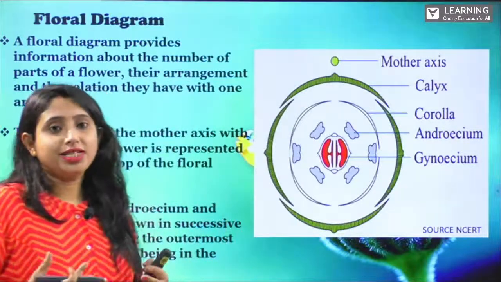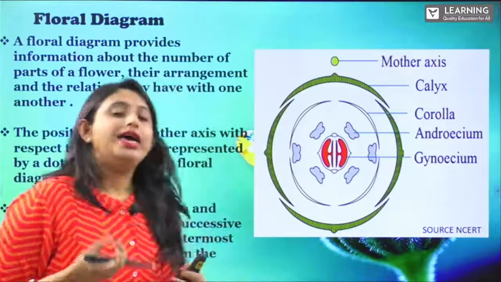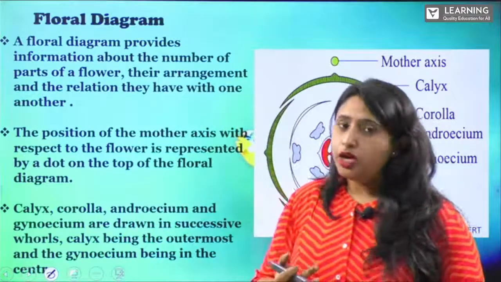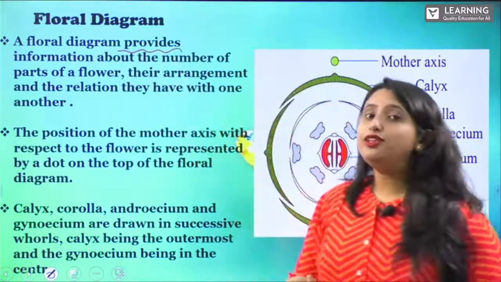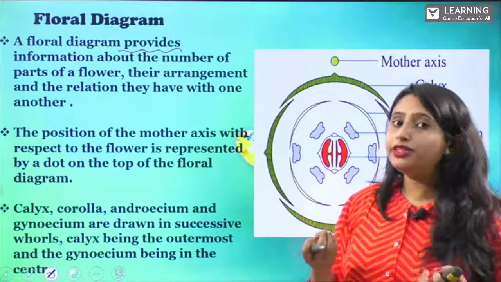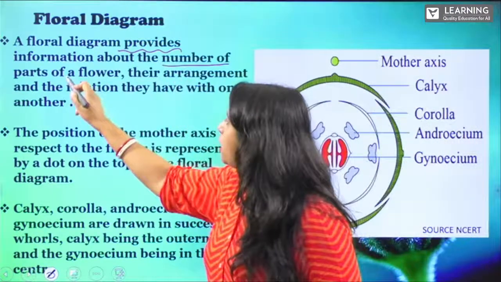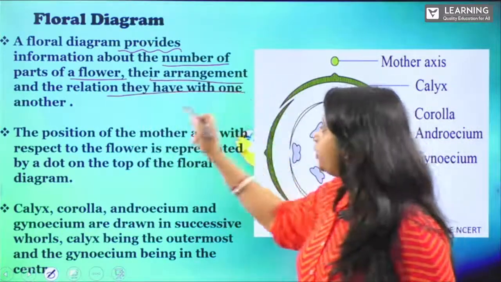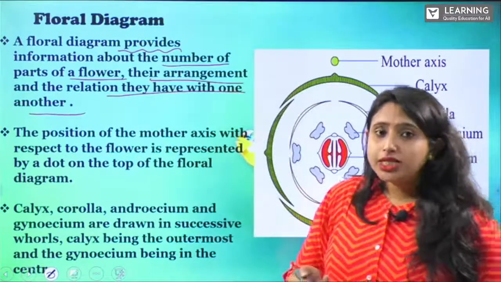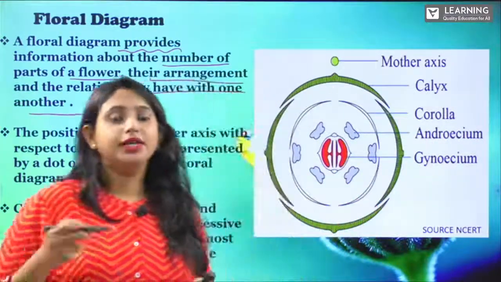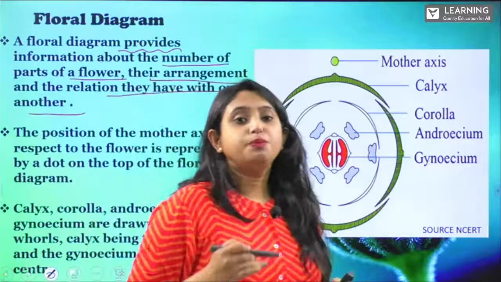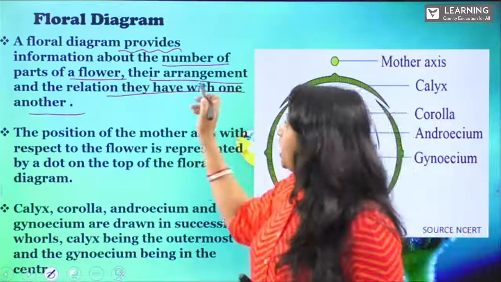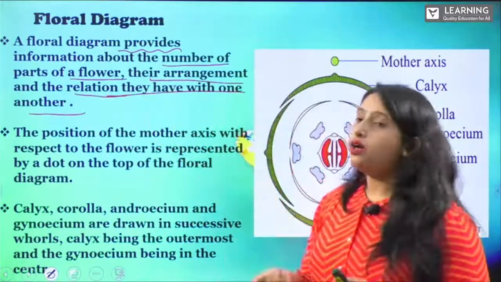So we can represent the various parts of the flower in the form of a diagram too. That we call your floral diagram. A floral diagram provides information about how the various parts are arranged, that is, the number of parts of the flower, their arrangement, and the relation they have with one another. It shows how the various parts are arranged in a flower and how they are related to one another.